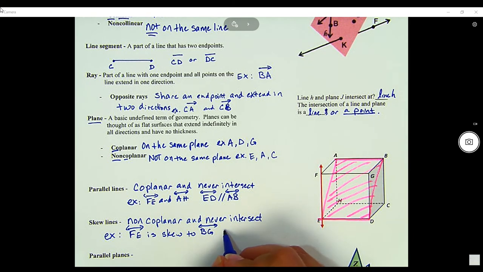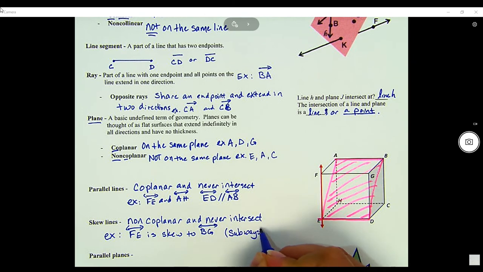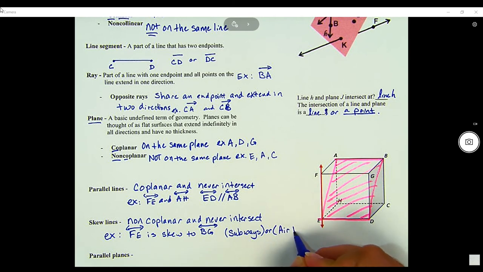We use skew lines, for example, when we're designing a subway system, so the trains don't run into each other because they're on different planes, or like air traffic control. The planes don't run into each other while they're landing because the air traffic controllers have them flying in on skew lines.